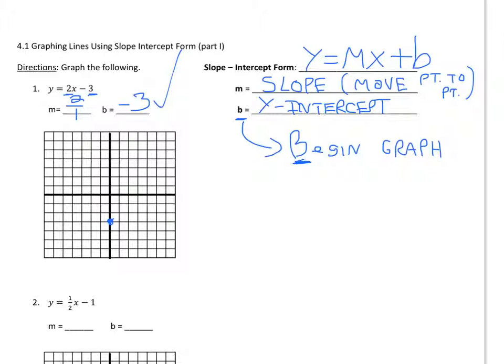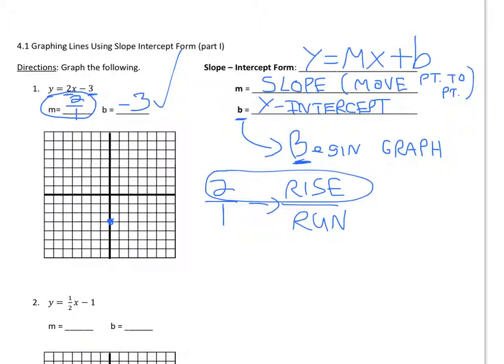Now, to get another point, this is where I'm going to use the slope, or 2 over 1. This is how I move from point to point on the line. Now remember, 2 over 1, slope is rise over run. So I'll put this, rise over run. So what that means is the rise is 2. So from this point, I'm going to go up 2 units, and then the run is 1, so I'm going to go to the right 1. So I'm going to go up 2 to the right 1, and there's where I have a point. So you go up 2 to the right 1, and I can keep doing the same thing.